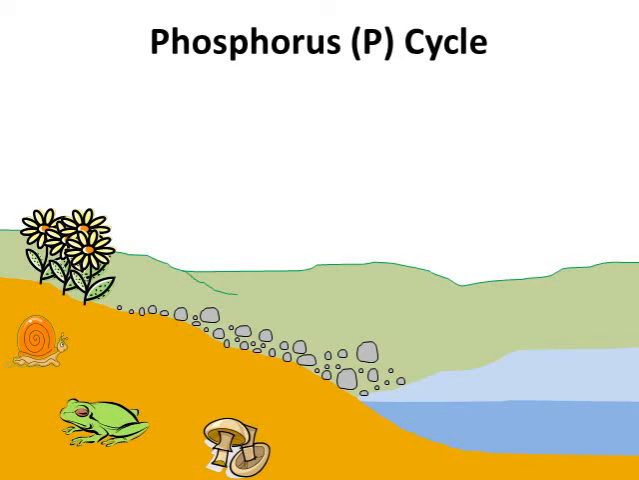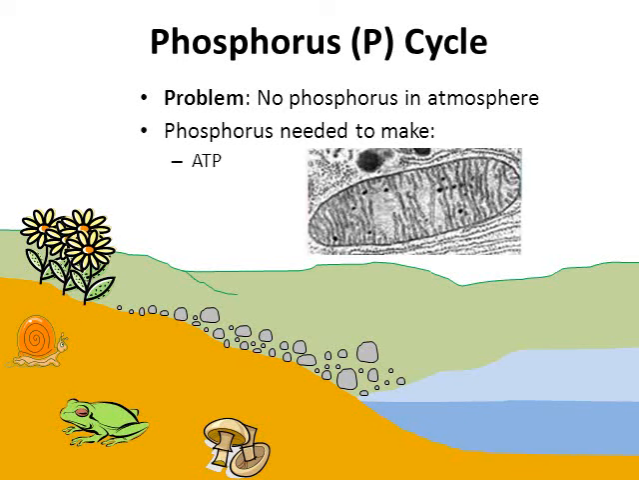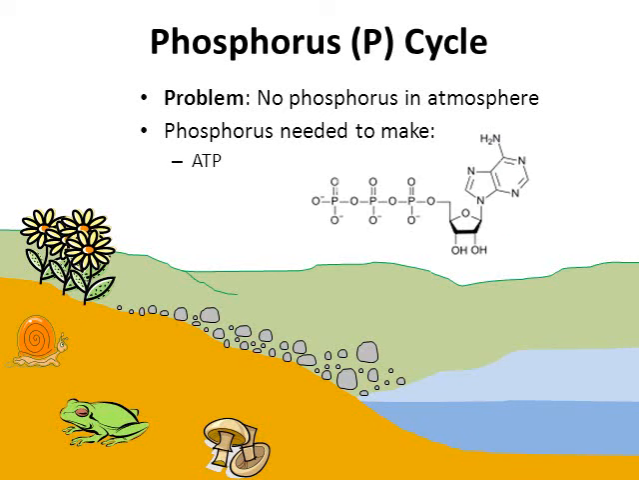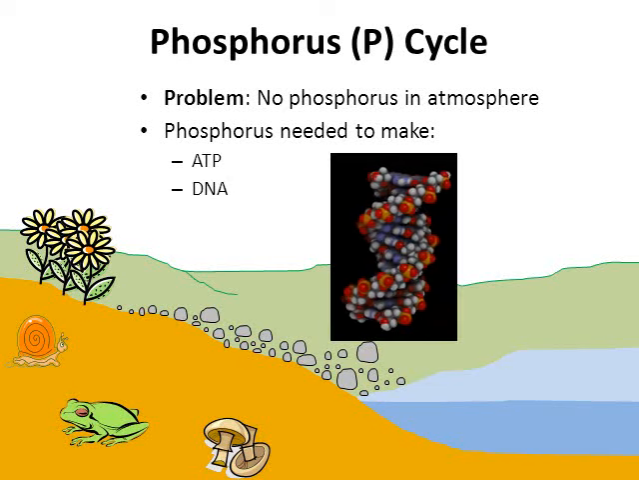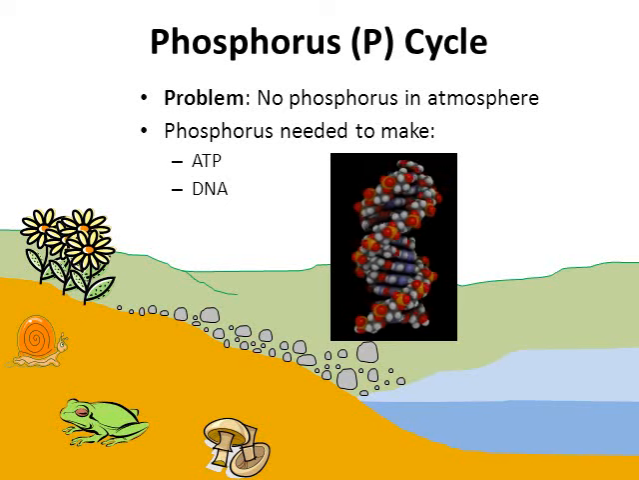Okay, so the next cycle I want to mention is called the phosphorus cycle. And there's a problem. We need phosphorus, but there's no phosphorus in the atmosphere. The reason we need phosphorus is because phosphorus is needed to make ATP. Here's a mitochondria picture. And if we look at the molecule ATP, you can see there's a P in it for phosphorus.